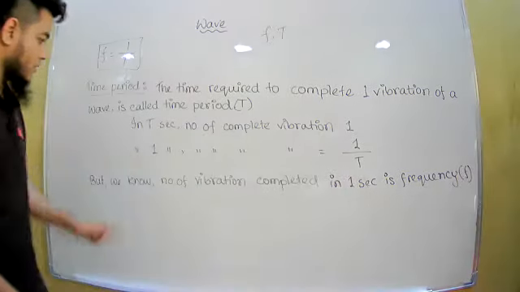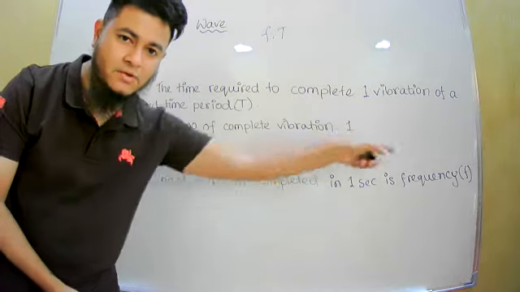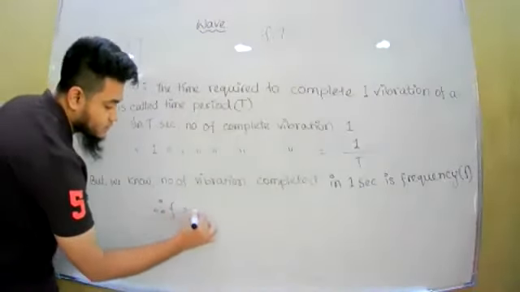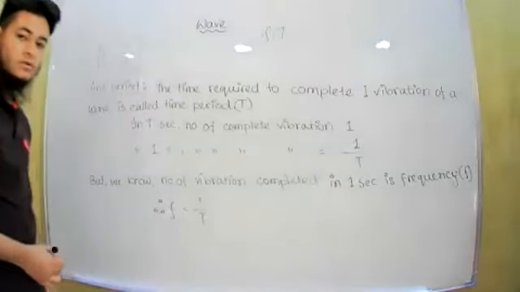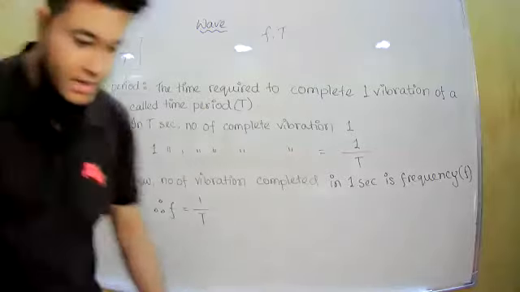Right. So the number of vibrations completed in 1 second is the frequency. So from here I can write, F is equal to 1 by T. Correct or not? Yes, sir. Yes, sir, correct. Anybody has any doubt?